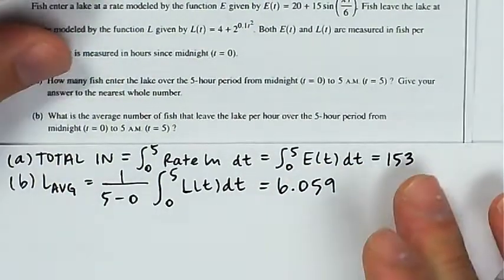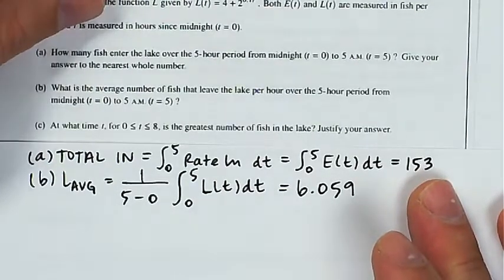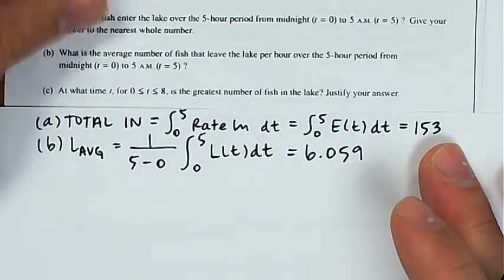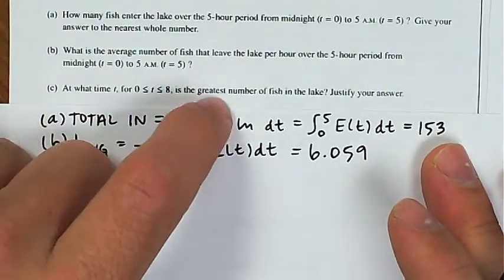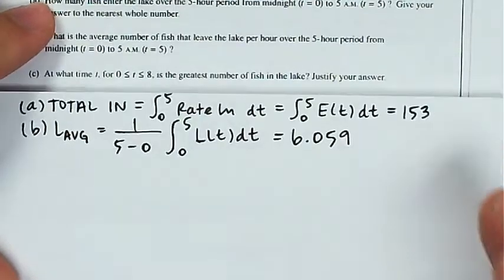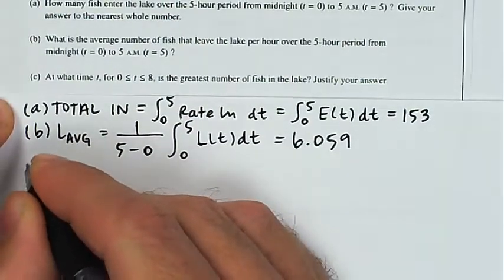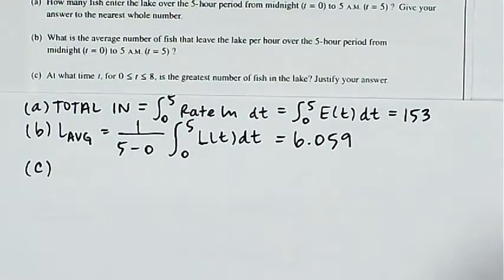Okay, for part C. At what time t for 0 to 8 is the greatest number of fish in the lake? Justify my answer. Okay, so we're looking for a maximum on a closed interval. That's where we're going to do the candidates test. Now, we don't really have a formula or a function for number of fish in the lake. So that's where I'm going to start by defining myself a new function.